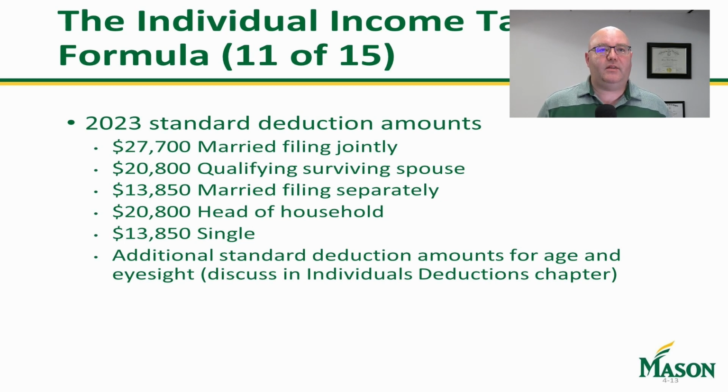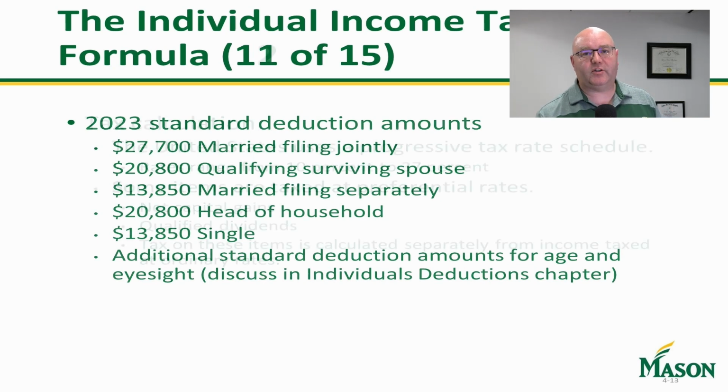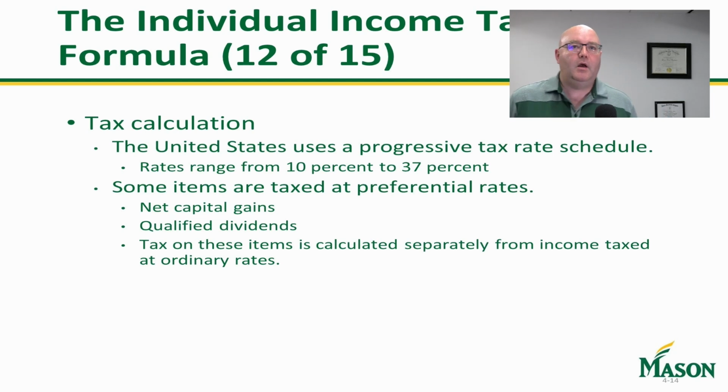Single is $13,850, and so on and so forth. We'll talk about this more in Chapter 6. Don't worry so much about it right now. Tax calculation is progressive rates from 10 to 37%. We've already talked about that. Don't have to worry about it anymore.